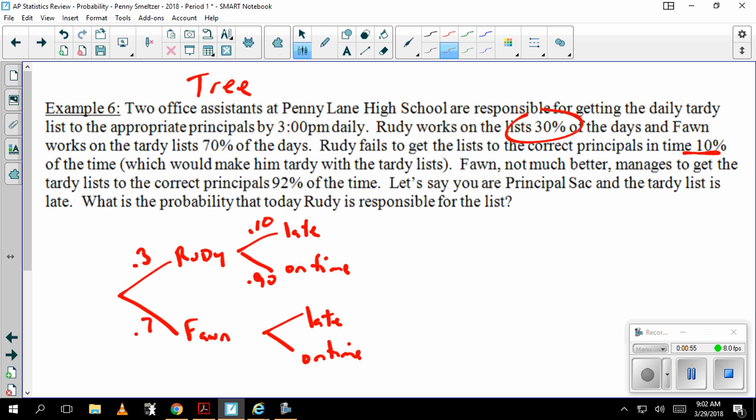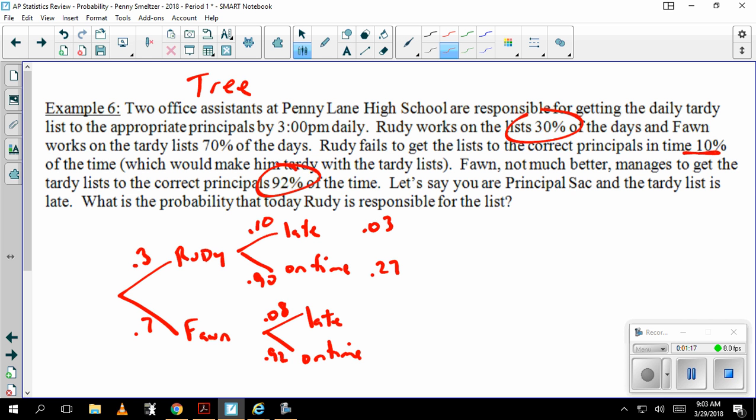And Fawn succeeds 92% of the time, which means she fails 8% of the time, 0.08. Be careful there not to write 0.8. And so then you multiply down the branches. And so 0.3 times 0.1 is 0.03, 0.3 times 0.9 is 0.27.